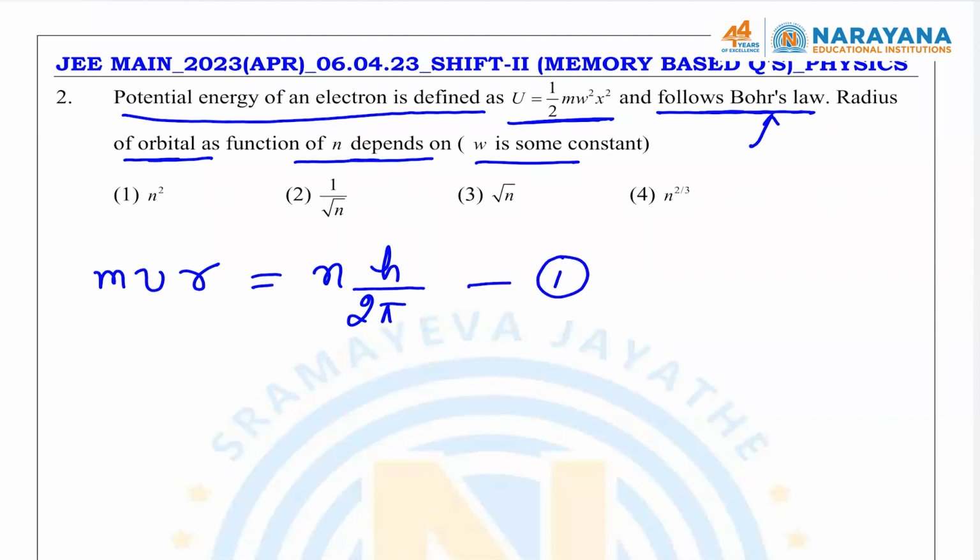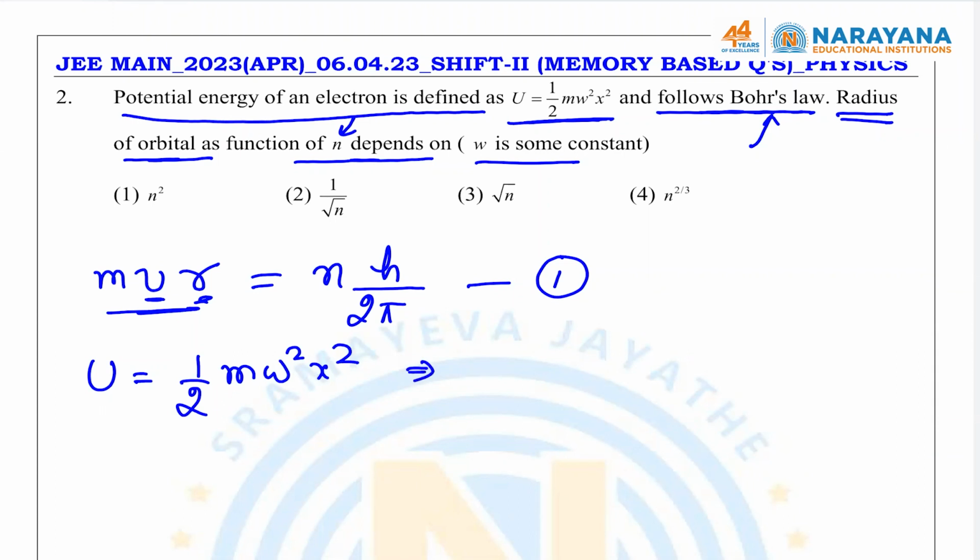Now we want to find out the radius dependence on n. Here we have mvr is equal to nh by 2 pi. So the product of velocity and radius is n times h by 2 pi. I want to think about only radius, so I need to eliminate velocity. For that, the other information is given to us. The potential energy is given as U is equal to half m omega square x square.